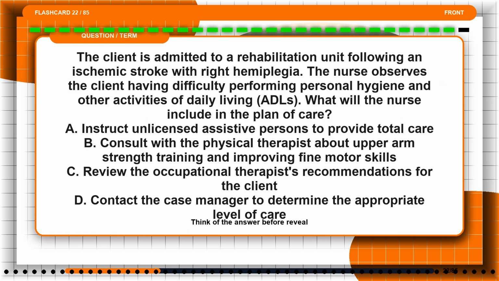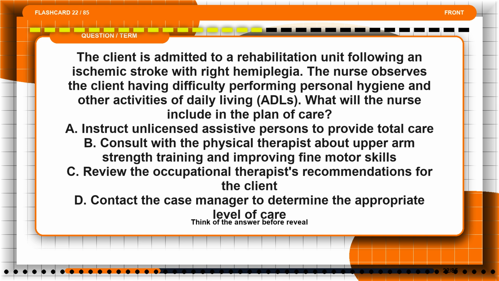Flashcard 22. The client is admitted to a rehabilitation unit following an ischemic stroke with right hemiplegia. The nurse observes the client having difficulty performing personal hygiene and other activities of daily living. What will the nurse include in the plan of care?